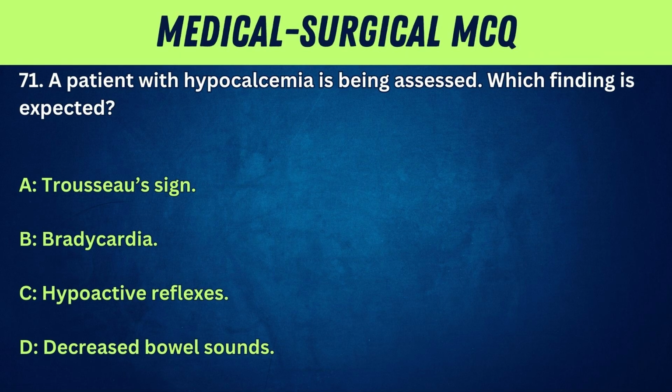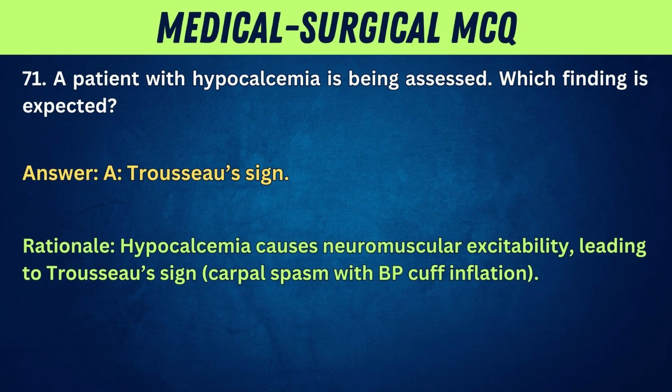71. A patient with hypocalcemia is being assessed. Which finding is expected? A. Trousseau's sign. B. Bradycardia. C. Hypoactive reflexes. D. Decreased bowel sounds. Answer: A. Trousseau's sign. Rationale: Hypocalcemia causes neuromuscular excitability, leading to Trousseau's sign, carpal spasm with BP cuff inflation.